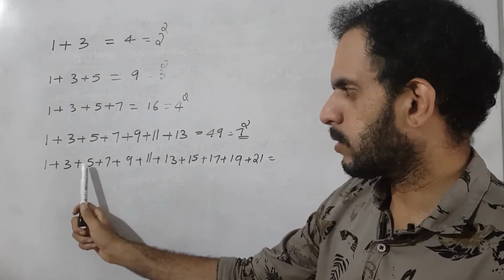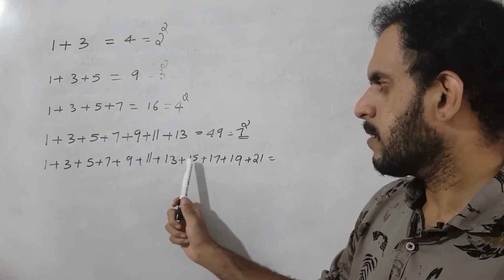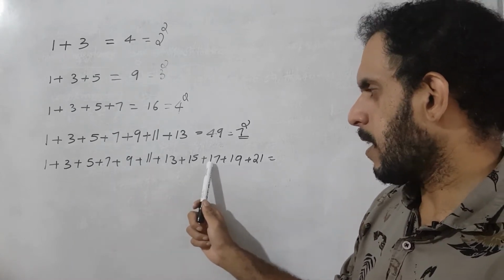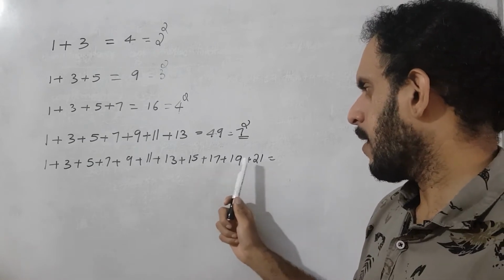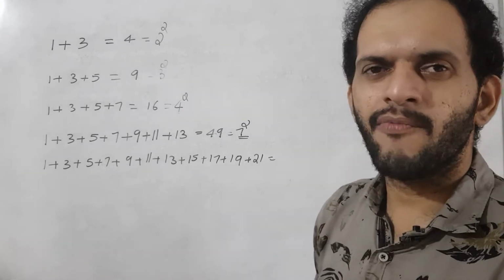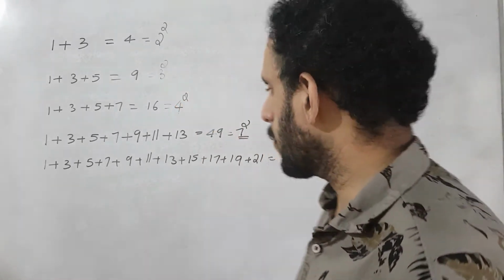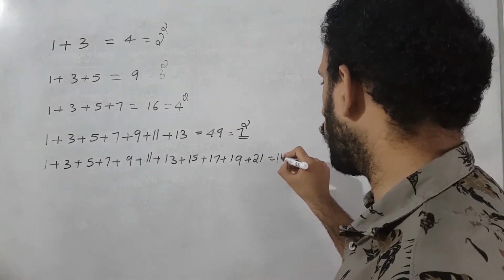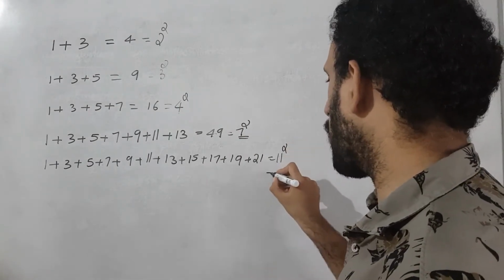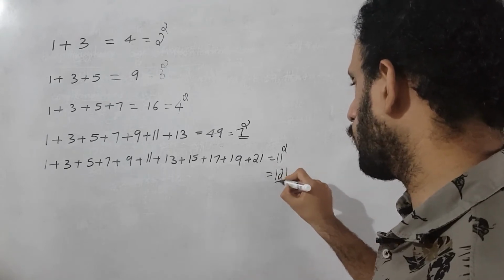1, 2, 3, 4, 5, 6, 7, 8, 9, 10 and 11. How many? We use 11 odd numbers here. Then what is this result? The result is the square of 11. What is 11 square? 11 square is 121.